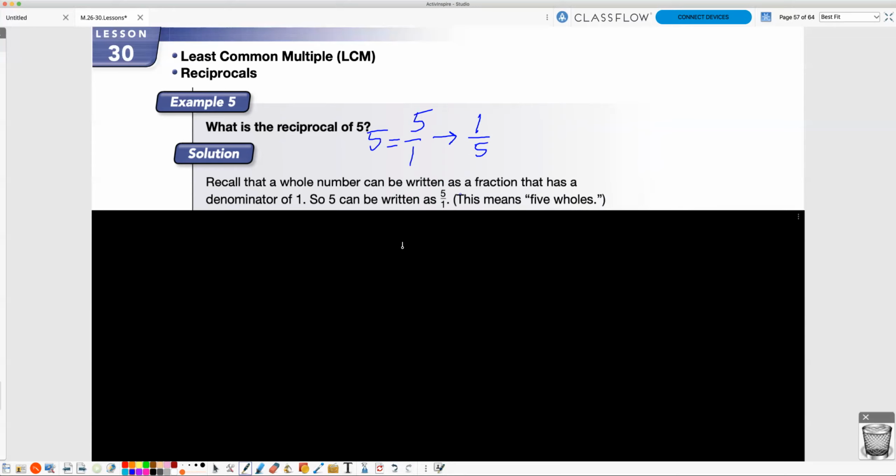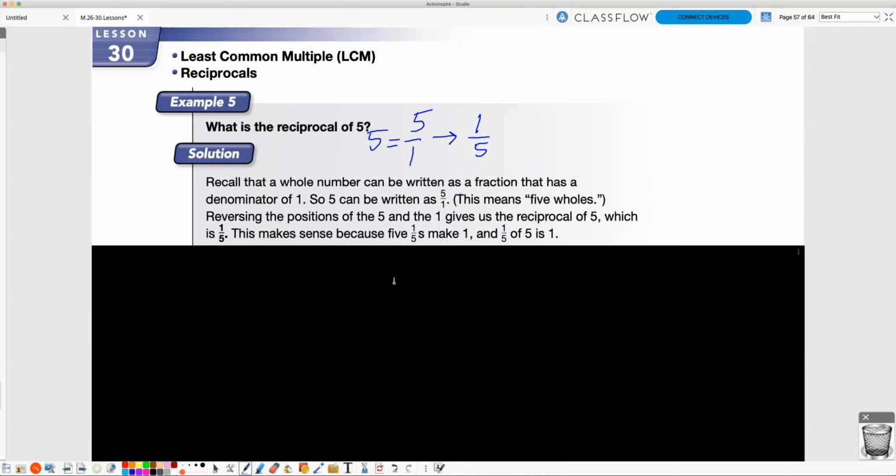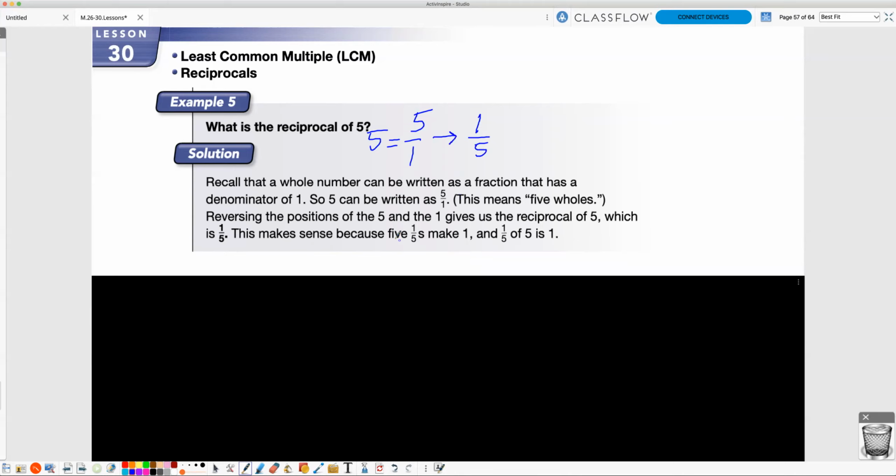So 5 can be written as 5/1, which means 5 wholes, and reversing the positions of the 5 and the 1 gives you the reciprocal of 5, which is 1/5. This makes sense because 5 of the 1/5 pieces make 1 whole, and 1/5 of 5 is 1. If you had 1/5 and you had 5 of them, you would make 1 whole. So you can see the reciprocal is just the reverse.